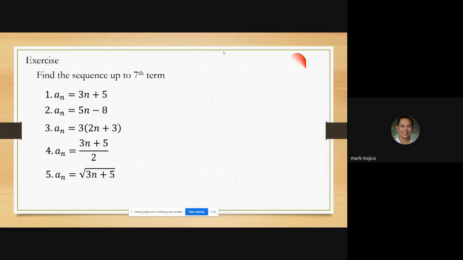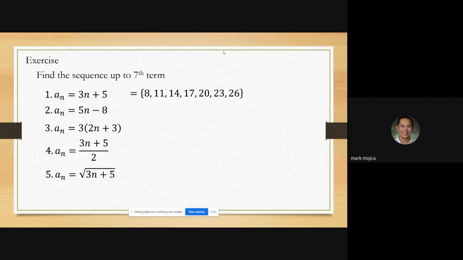Okay, almost done. I suppose every one of you got it correct right away. Okay, so let's have this one. Number 1 now, what could be the terms up to the 7th term? So we start with a, so 1, 2, 3, 4. So we have the sequence of 8, 11, 14, 17, 20, 23, 26.